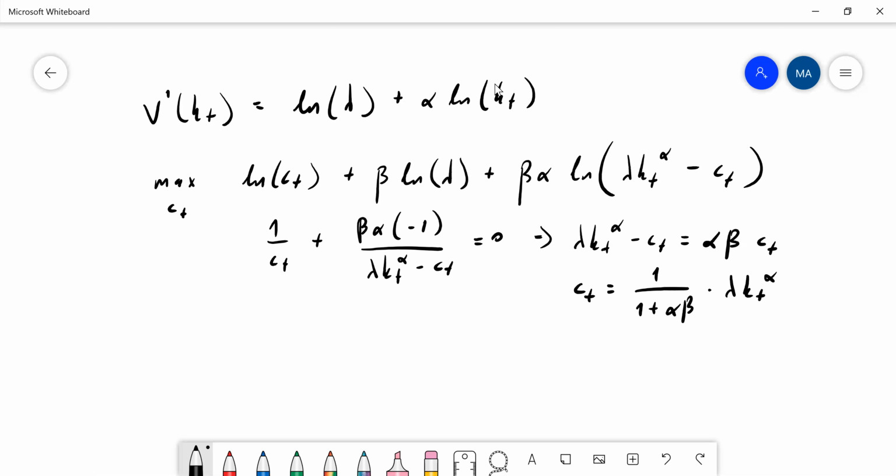Okay? Then you have V2. Now you can write V2 in this way. You have natural logarithm of ct. So it is that.